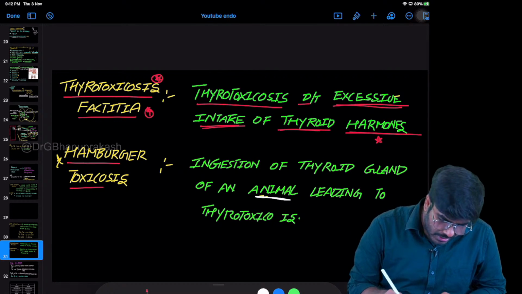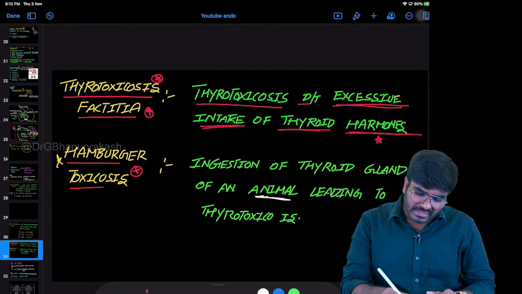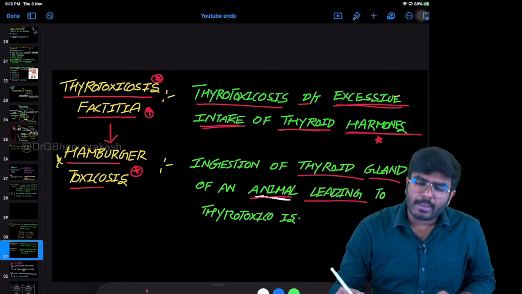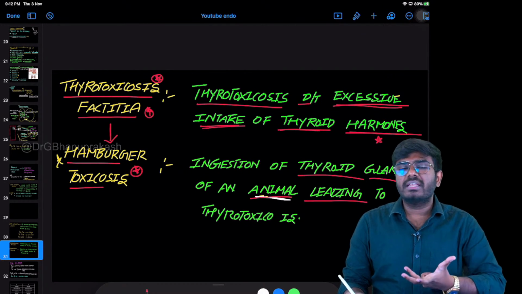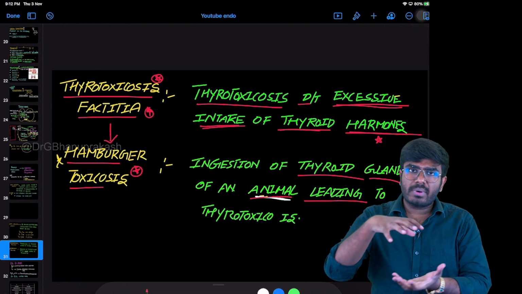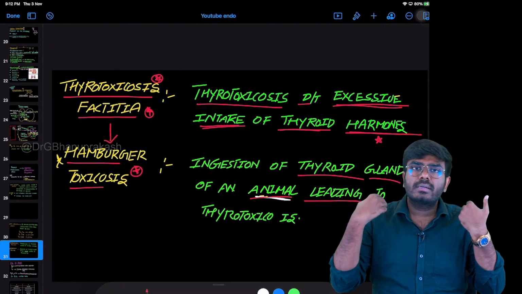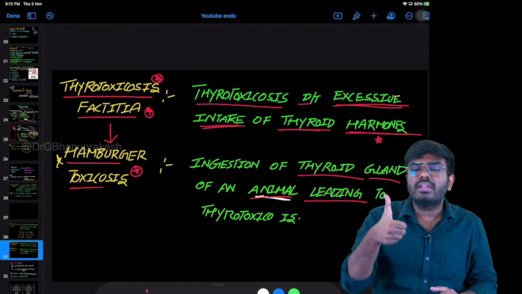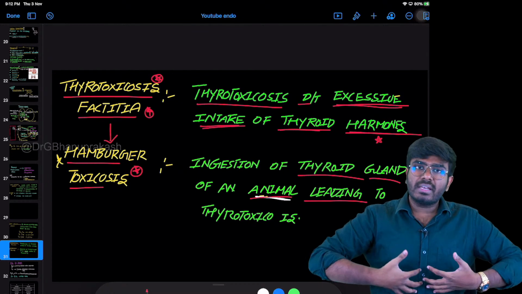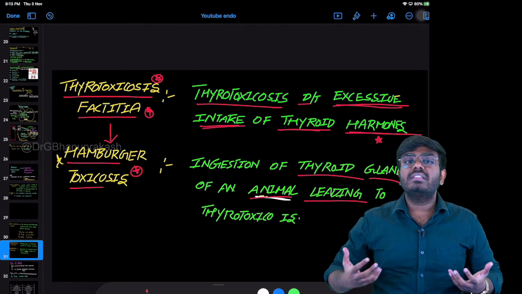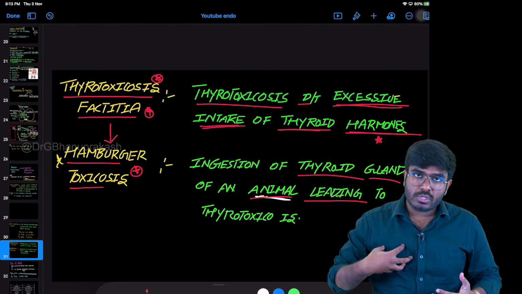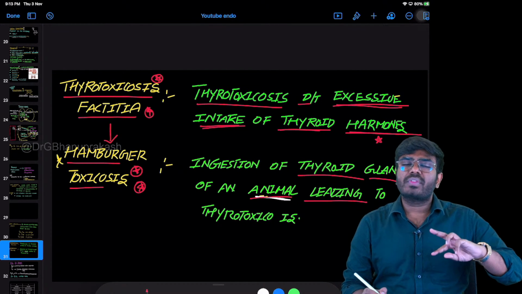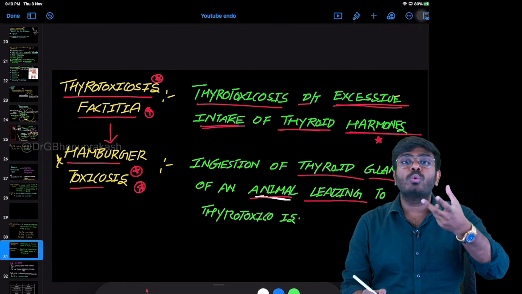Now what exactly is Hamburger's toxicosis? Hamburger's toxicosis is a type of thyrotoxicosis factitia. See, the person is ingesting the thyroid gland of an animal, maybe of a beef or maybe of a sheep. Especially this is seen in the Latin American countries, where they will take a hamburger, keep the thyroid gland of an animal, and take the burger along with the thyroid gland. Now inside the thyroid gland of an animal, active T3, T4 are present, and these active T3, T4 will enter into the body, cross the membranes, and act on your tissues, causing symptoms of thyrotoxicosis. So this is called Hamburger's toxicosis, a type of thyrotoxicosis factitia, exogenous intake of thyroid hormones.